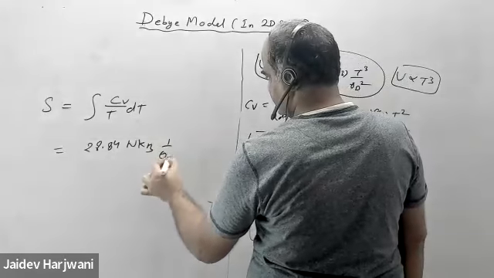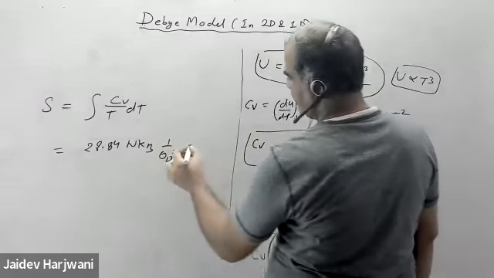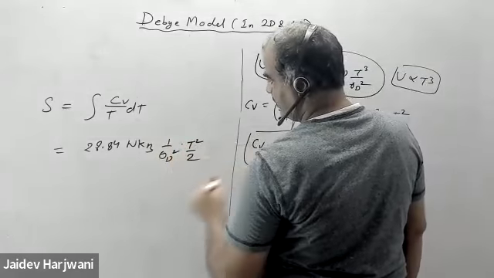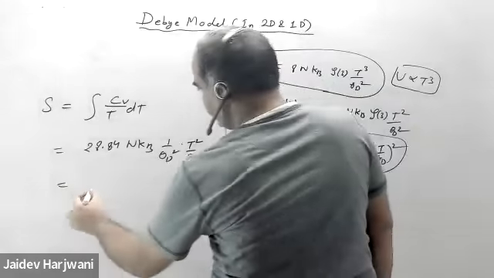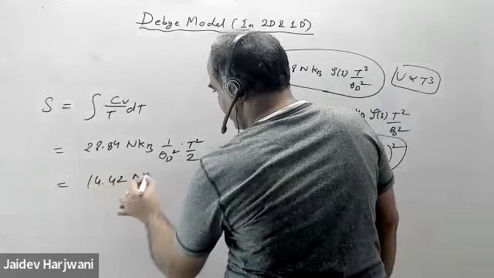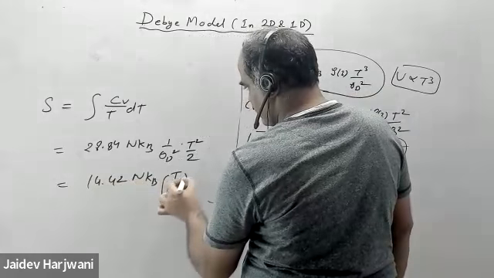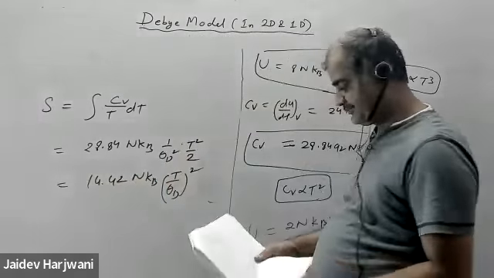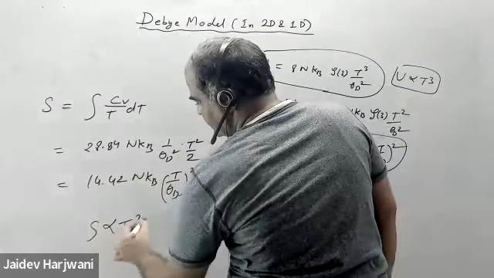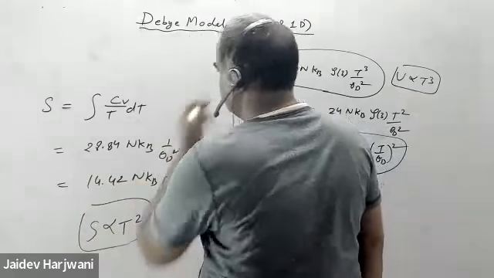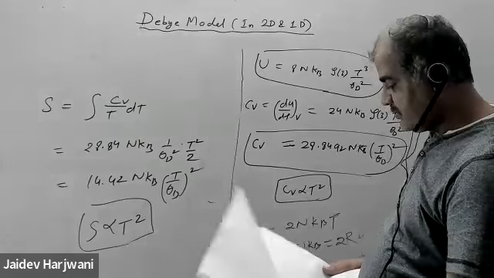1 upon theta D square. CV से T कट जाएगा, तो T वापस T square by 2 हो जाएगा. So this will give me, now I'm directly writing the answer, half of this one, 14.42 nkB, T upon theta D का square. So your entropy in 2D case is proportional to T square. Yes, sir. So this was your 2D case.